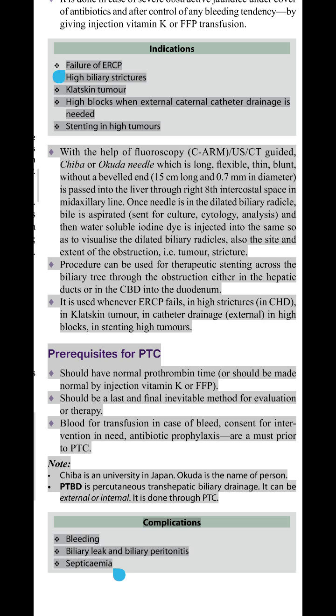Note: Chiba is a university in Japan. Okuda is the name of a person. PTBD is percutaneous transhepatic biliary drainage. It can be external or internal. It is done through PTC. Complications: bleeding, biliary leak and biliary peritonitis, septicemia.